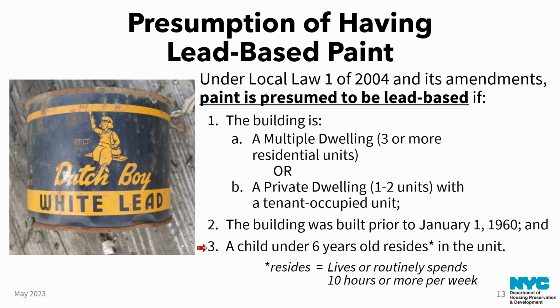And then many Local Law 1 provisions are triggered by the presence of a child. So the child must be under 6 years old, and the child must reside in a unit. And reside has been defined as living in the unit or routinely spending 10 or more hours per week. So this concept of reside is important to understand because in some cases, a tenant might not say that a child lives in a unit, but the child may still reside in that unit under Local Law 1. So for instance, a babysitter is babysitting a child 3 hours a day, 5 days a week. That would mean that the babysitter is babysitting that child 15 hours a week in their apartment. And so the child would be said to reside in that apartment, and all of the requirements of Local Law 1 that depend upon the presence of a child will come into play.